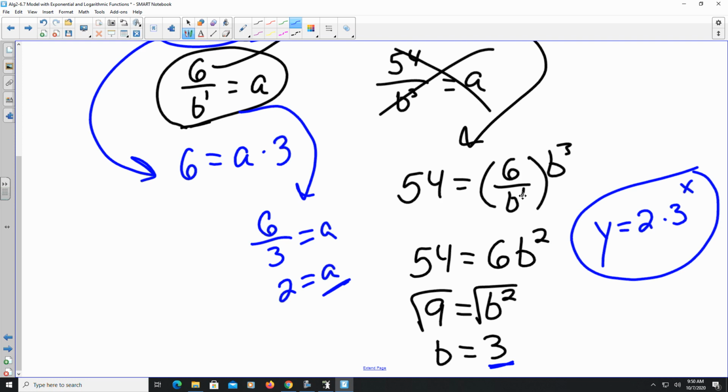And that is being able to model exponential and logarithmic functions, more specifically, being able to write an exponential function that passes through given points.